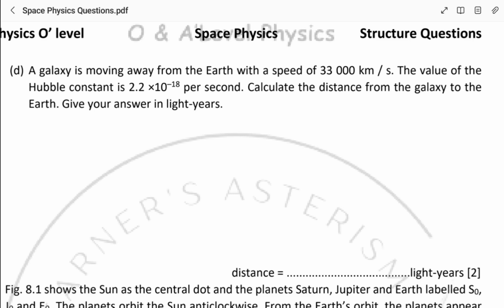Question 7, part D. A galaxy is moving away from the Earth with a speed of 33,000 km per second. The value of the Hubble constant is 2.2 × 10⁻¹⁸ per second. Calculate the distance from the galaxy to the Earth. Give your answer in light years.